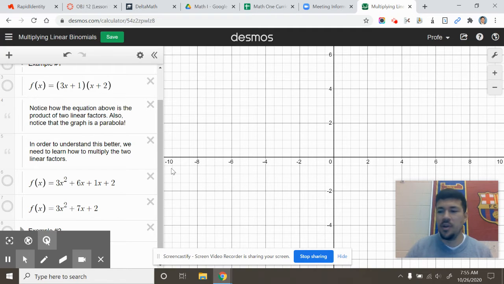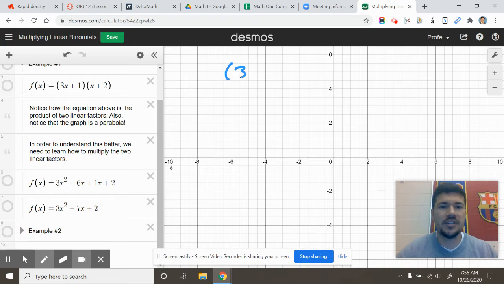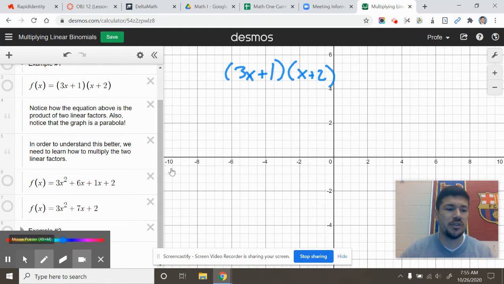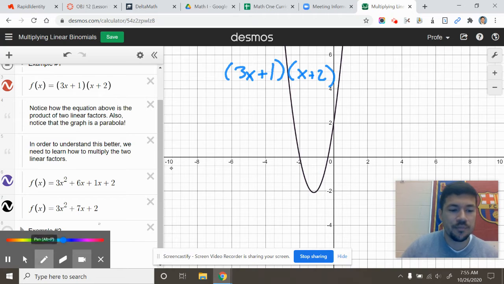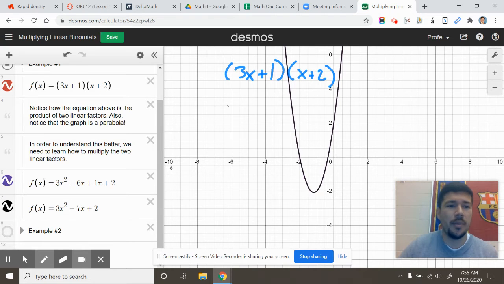Here's an example. We have the function f of x equals 3x plus 1 multiplied by x plus 2. That looks like a linear function, 3x plus 1, and another linear function, x plus 2. Now watch what happens when I graph it. When I graph it, you can see that 3x plus 1 times x plus 2 is actually a parabola, which means it's quadratic. So let's talk a little bit more about how to actually multiply these two factors.